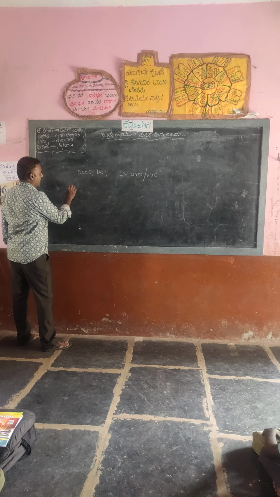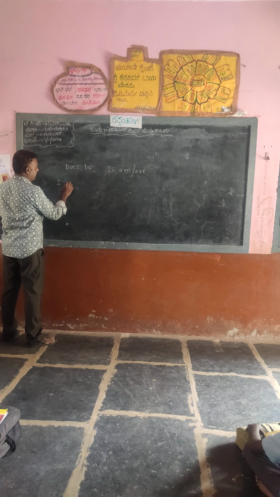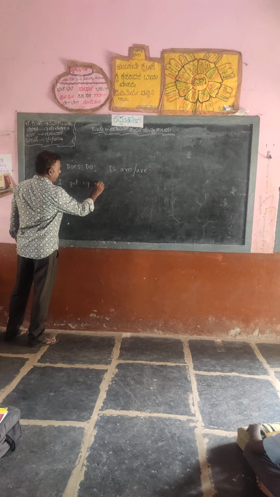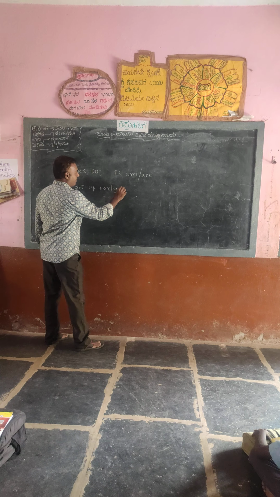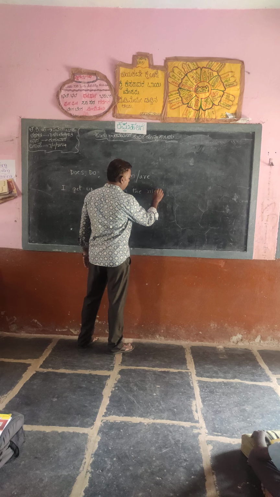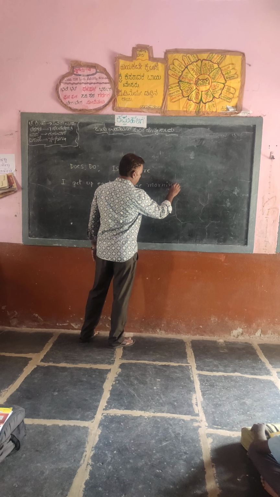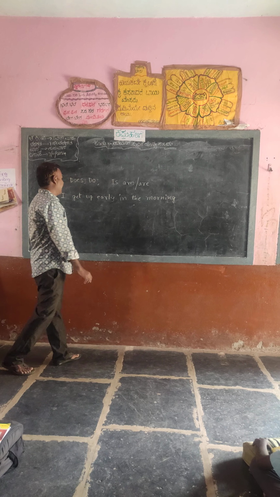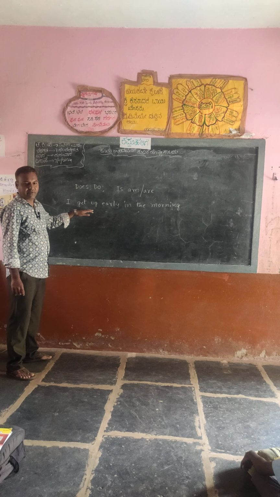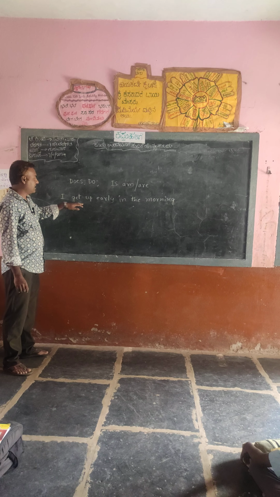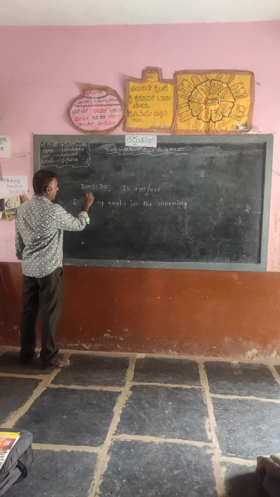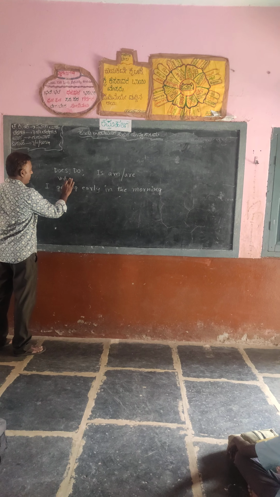Example, I get up early in the morning. I get up early in the morning, the action which I do every day, so that I use this sentence. And in this sentence we have to use verb 1. We have to use verb 1.